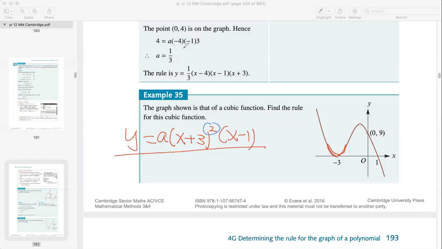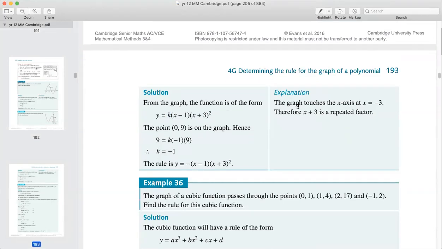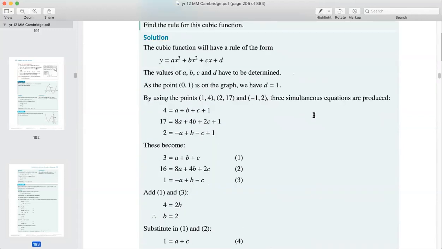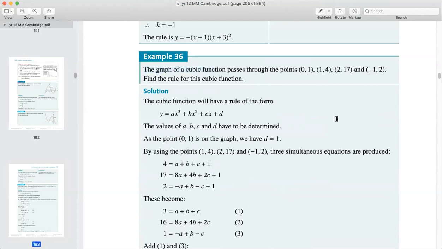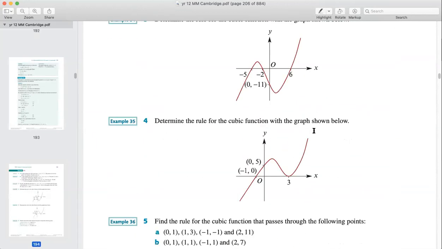Okay, let's look at the answer. Yeah, same thing. In this case they use k, but whatever letter you like to use, it's the same thing: k times (x plus 3), the repeated factor. And question 36, same thing. Just 4 points or coordinates, just plug in, done. And this is 4G.